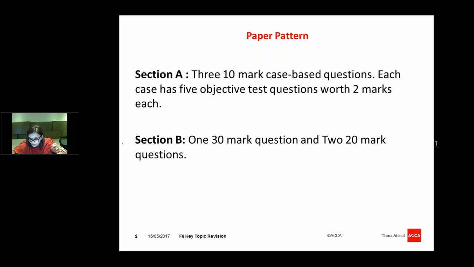I do have Musawwir who is helping me with the questions. So if I keep saying Musawwir in the middle, please don't get worried. Musawwir, is there any question that I've missed?